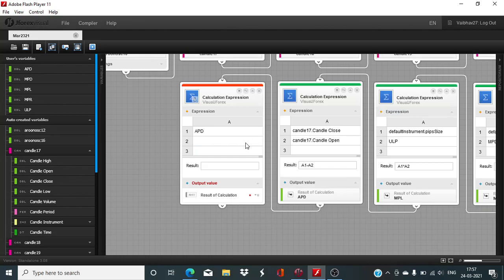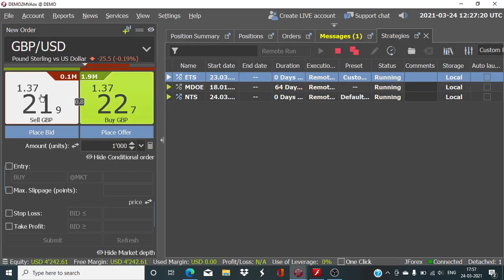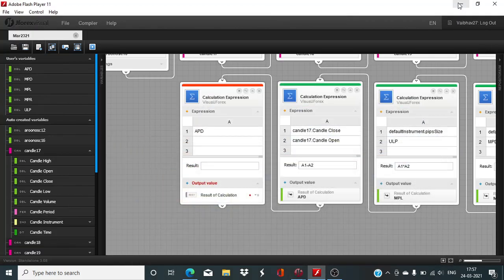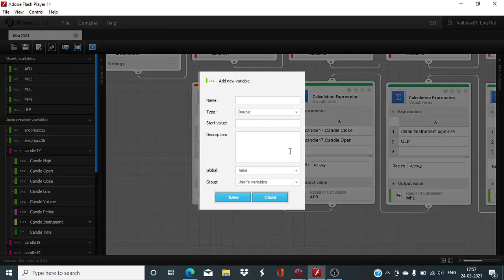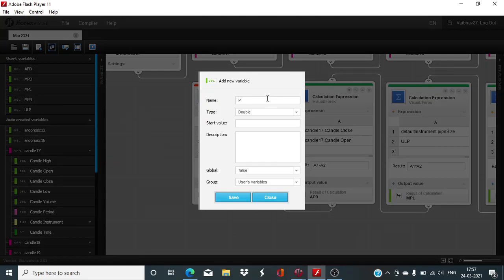So we will have to multiply this by a pip conversion factor. Since GBPUSD has 4 decimal points before the pip, meaning 1 pip is after 4 decimal points, we will have to multiply it by 10 raised to the power 4 to make it an integer. So we have to create a new variable, conversion factor, and it will be 10k.